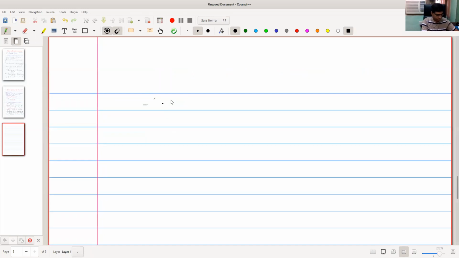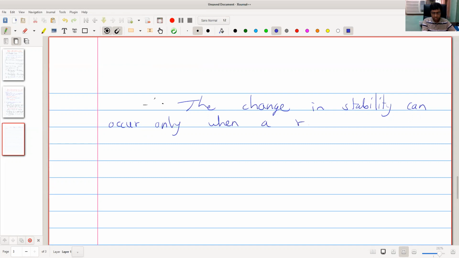Therefore, the change in stability can occur only when a root lambda of equation 1 crosses the imaginary axis, the vertical axis in the complex plane.